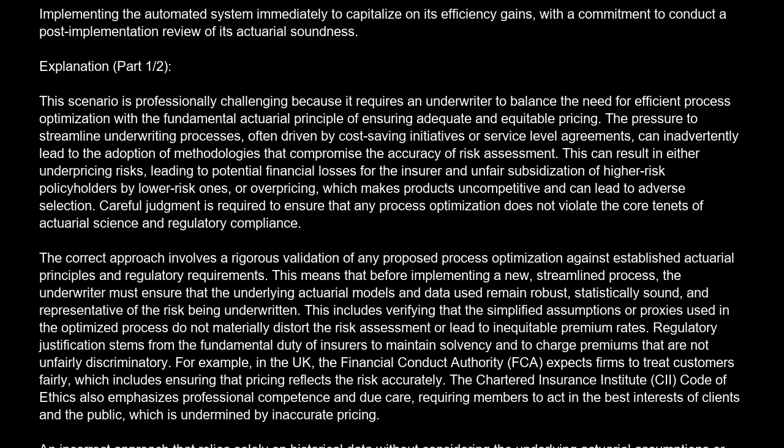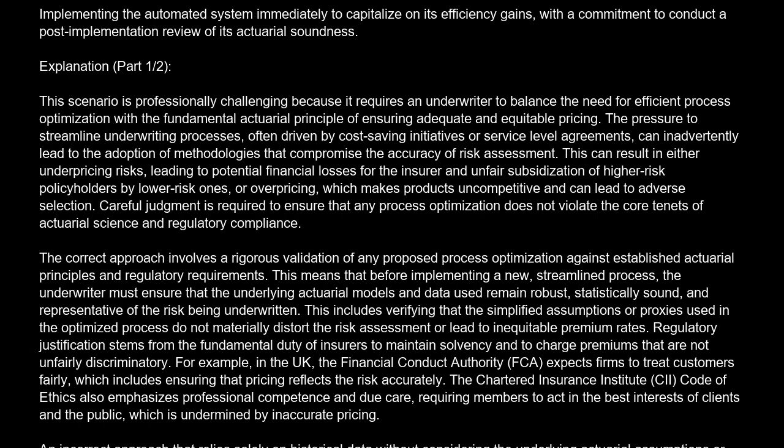Regulatory justification stems from the fundamental duty of insurers to maintain solvency and to charge premiums that are not unfairly discriminatory. For example, in the UK, the Financial Conduct Authority, FCA, expects firms to treat customers fairly, which includes ensuring that pricing reflects the risk accurately. The Chartered Insurance Institute, CII, Code of Ethics also emphasizes professional competence and due care, requiring members to act in the best interests of clients and the public, which is undermined by inaccurate pricing.